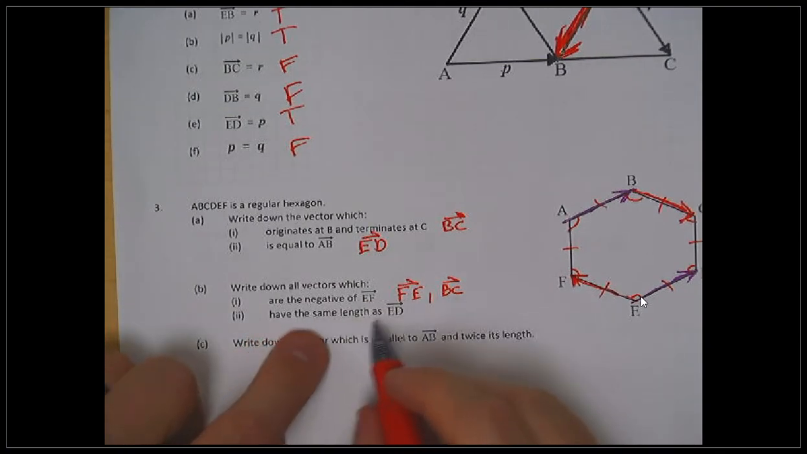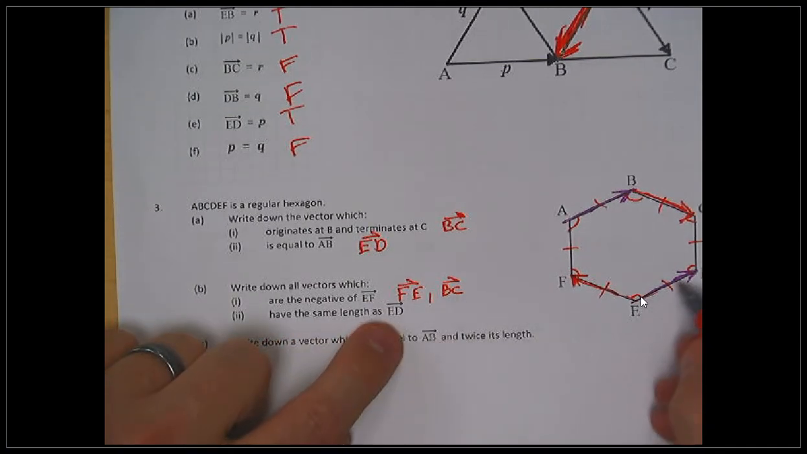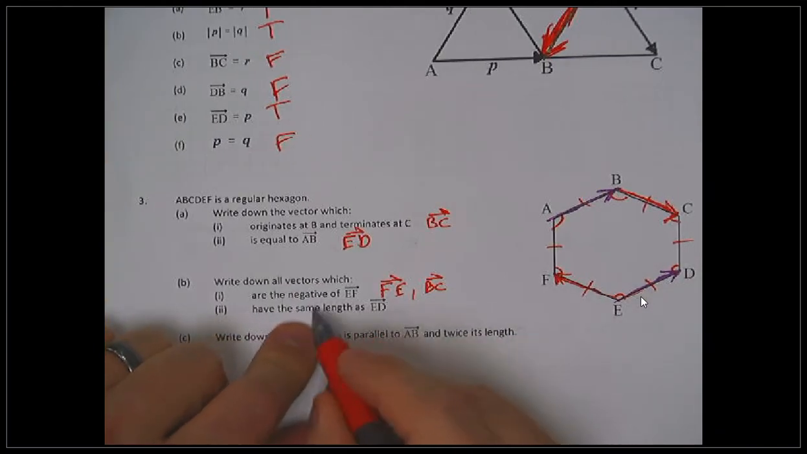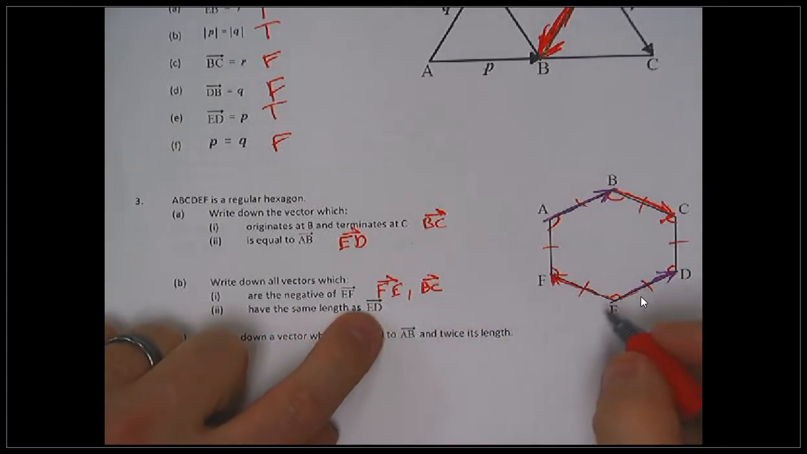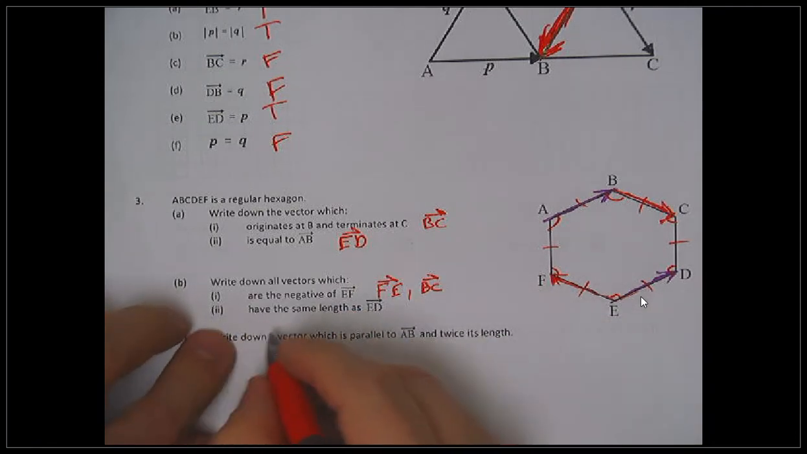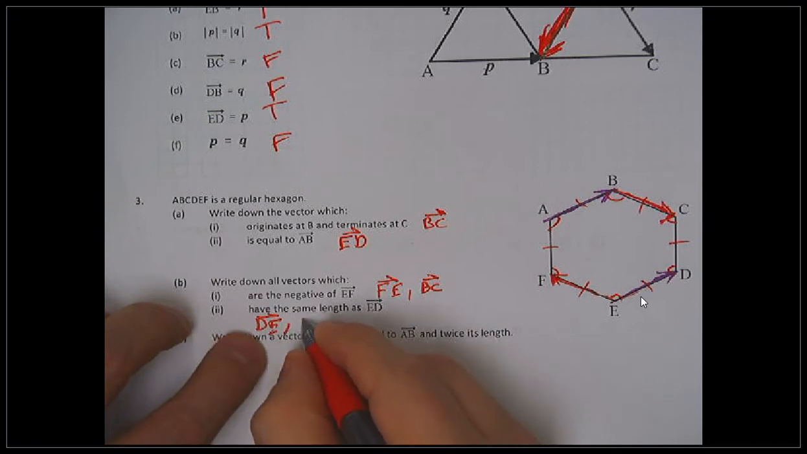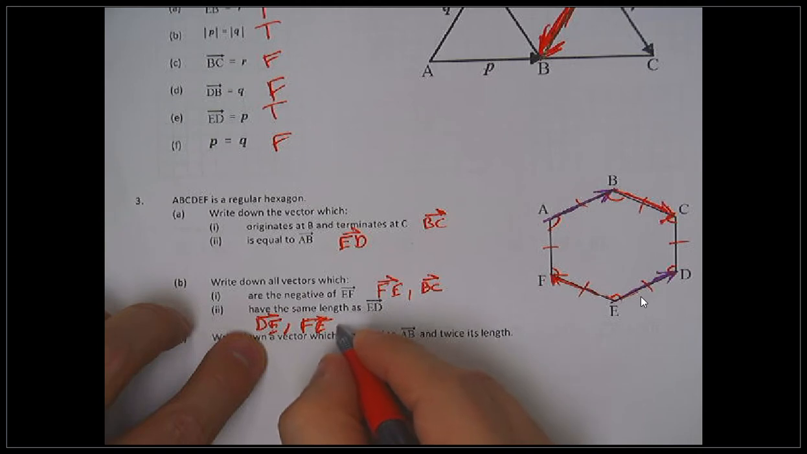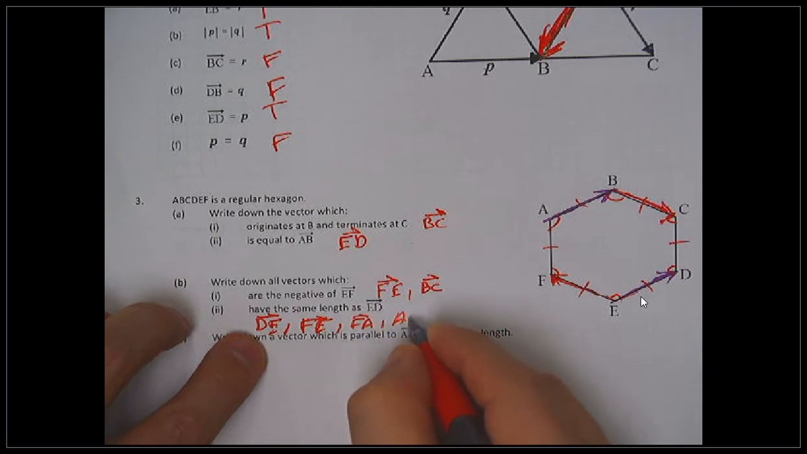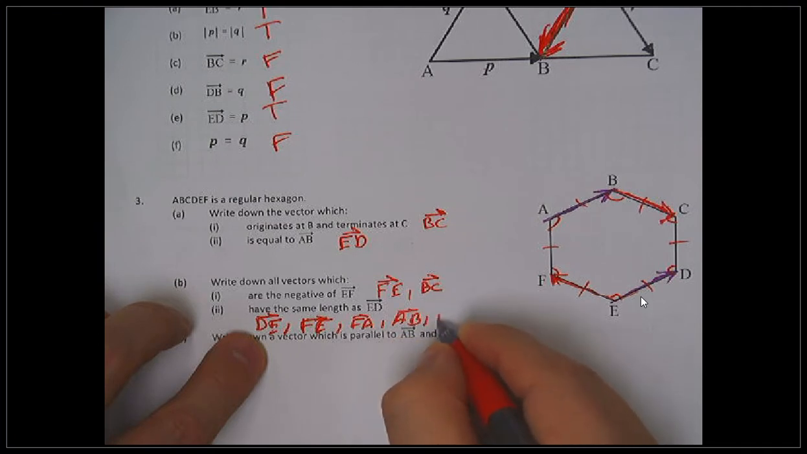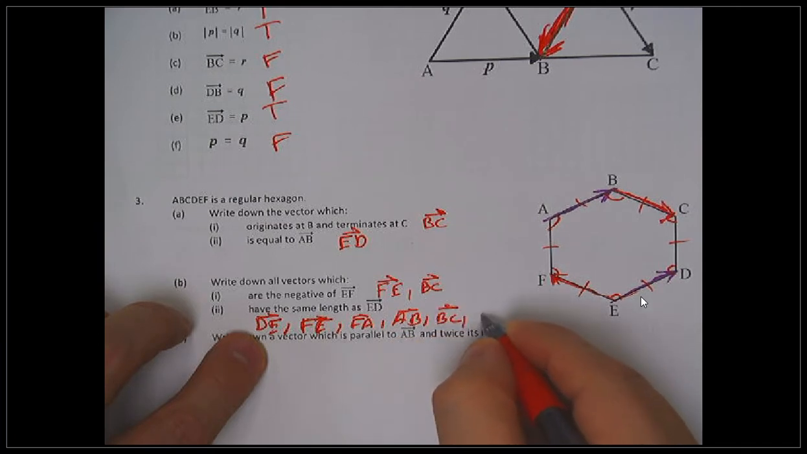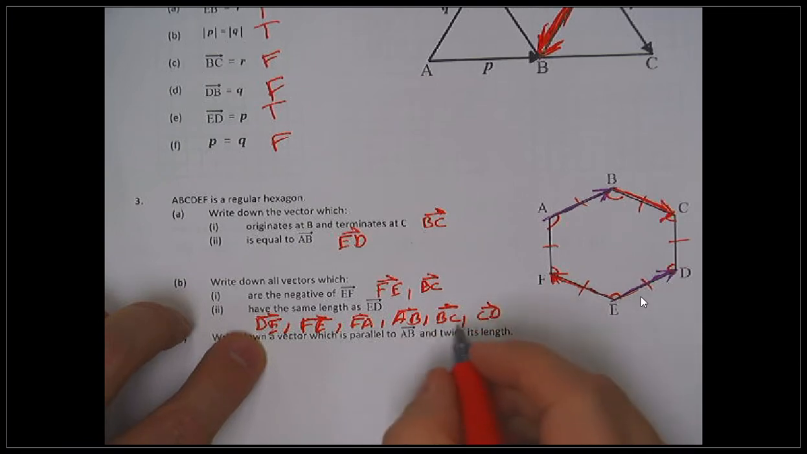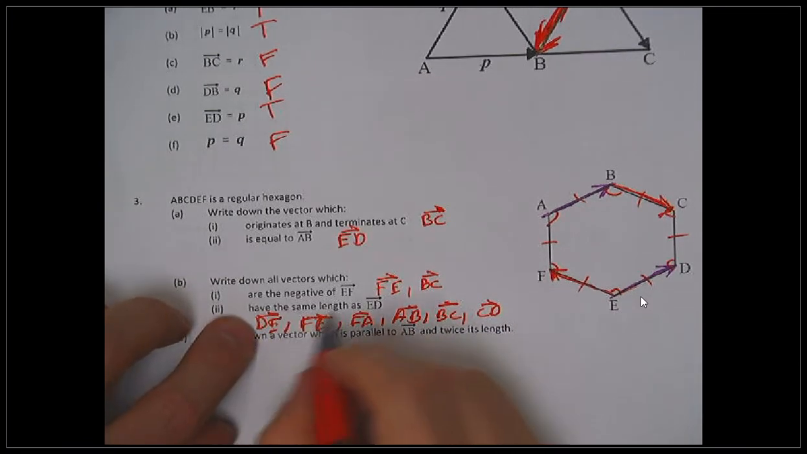All right, has the same length as E to D. So we're looking at the magnitude. What vectors have the same magnitude as E to D? Well, this one, how about D to E, or F to E, or F to A, or A to B, or B to C, or C to D. All these would be examples of vectors with the same magnitude.